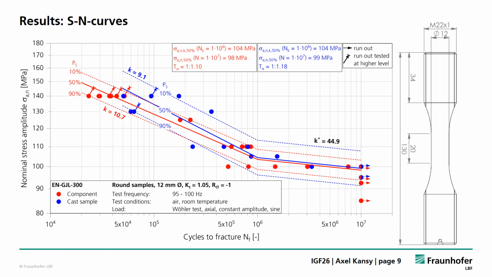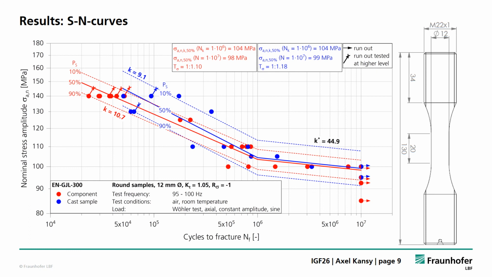The S-N curves run up to the knee point with the slopes indicated here, and after the knee point we see a very small decrease in the fatigue strength, and therefore we have a slope of 44.9.